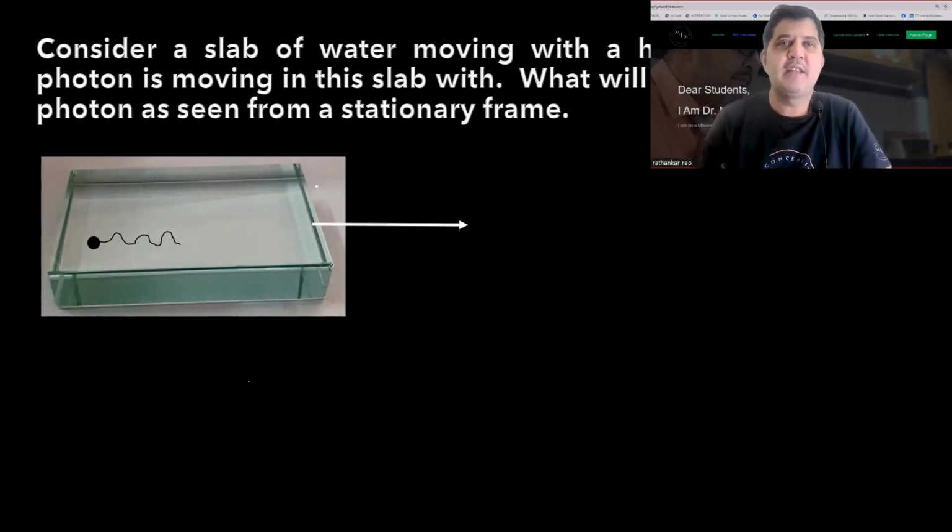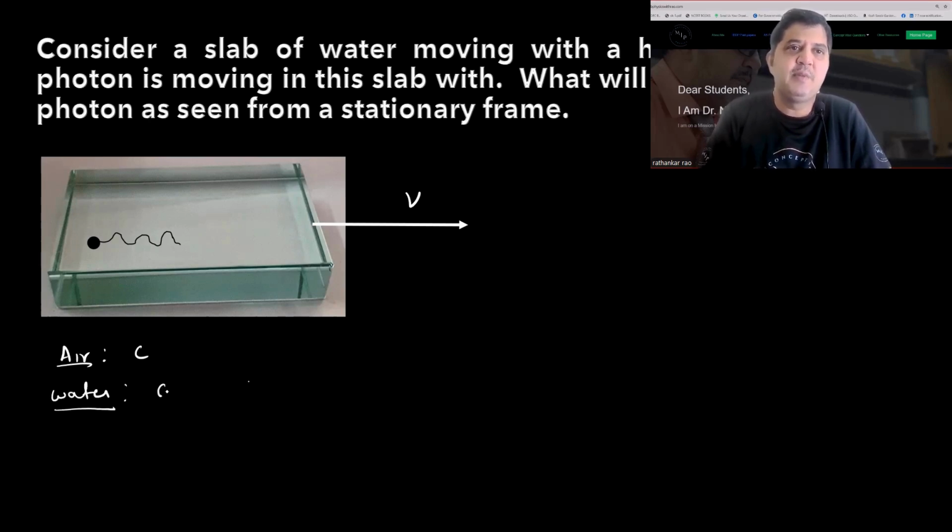Okay, now let us consider this problem. You have a slab of water which is moving with a velocity v, and there is a photon which is also moving inside it like this. As we know, the velocity of a photon in the air is always seen to be c. But if it is in water, what will be the velocity? Velocity would be equal to c by n.